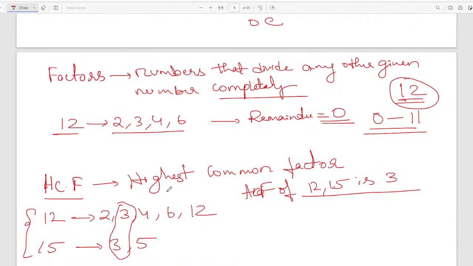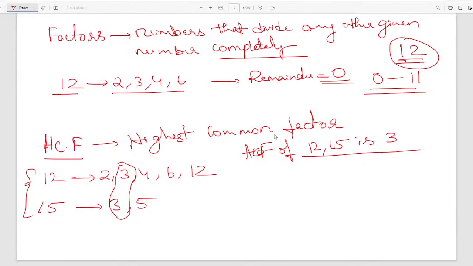So HCF is the highest common factor. Common factors are the numbers that divide the number completely. In this case, I have taken 12 and 15 as two numbers. The factors of 12 are 2, 3, 4, 6, and 12. The factors of 15 are 3 and 5. The common factor between these two is 3. The highest common factor of 12 and 15 is 3.